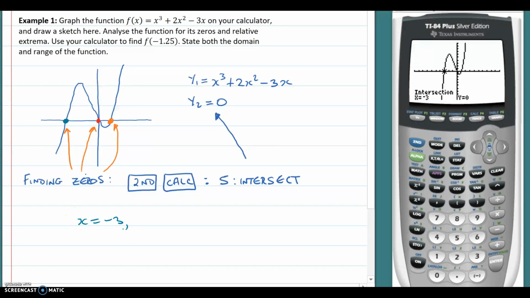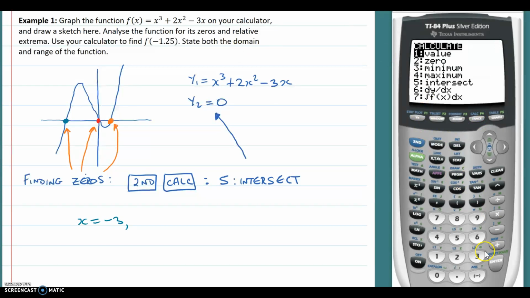The second one was in red. Okay, so we do second calc 5 intersect again. Every time we do a new one, we do second calc 5. And we move over to where I have drawn the red dot, which is at the origin, or very close to it. Get as close as you can to that. And press enter. Once, twice, 3 times. And it tells us intersection is at x equals 0.